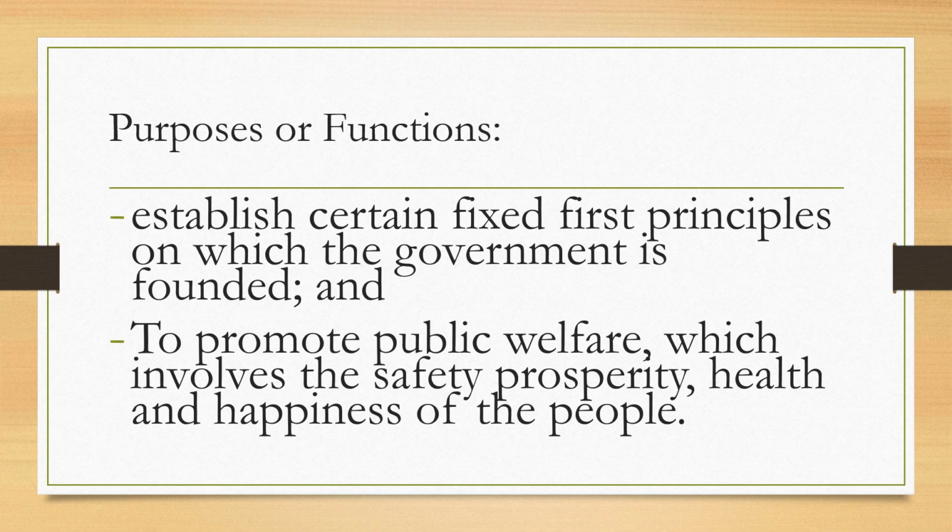And last, to promote public welfare, which involves the safety, prosperity, health, and happiness of the people. So it is also embodied in the Constitution that the branches of government operating the government have to always consider the general welfare of the people, always promote safety among its people, and always promote the welfare of the people. What are the things that the people need? What the people will get from the government should be given by the government, because that is embodied in the Constitution.